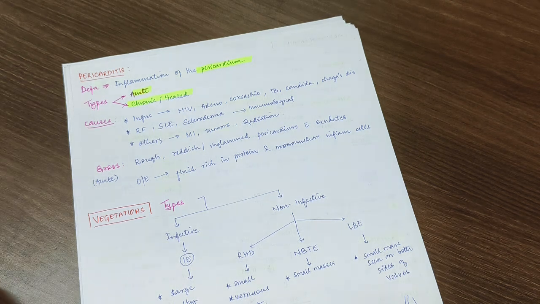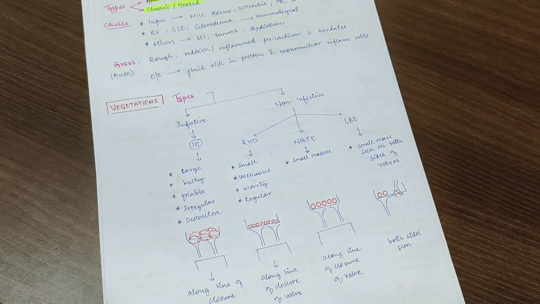Gross. How does the area look? It looks rough rather than shiny, which is normal pericardium, but here it is rough, reddish and inflamed pericardium with exudates. Okay, pus may be there. On examination, fluid which is rich in protein and mononuclear inflammatory cells.